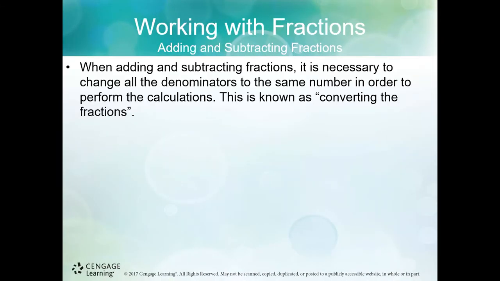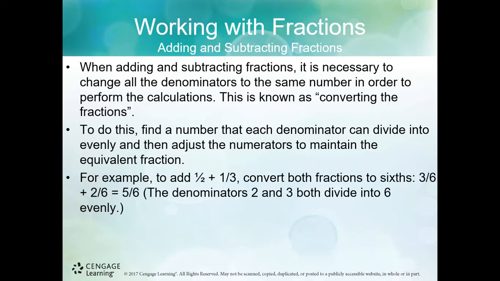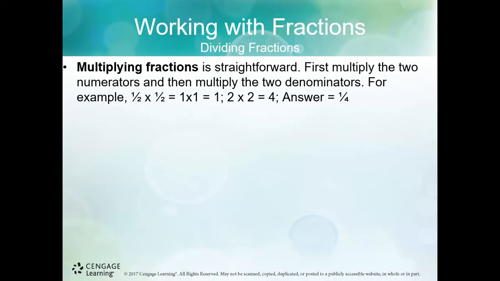When adding and subtracting fractions, you have to make sure to change all the denominators to the same number. To do this, you find a number that each denominator can divide into, a common denominator, and then adjust the numerators. So you can't add 1/2 plus 1/3 as they are. You have to have a common denominator, which is 6, and then you know that 1/2 is the same as 3/6, and 1/3 is the same as 2/6. Now you can add 3 plus 2/6 to get 5/6.